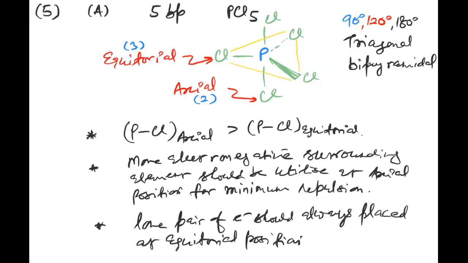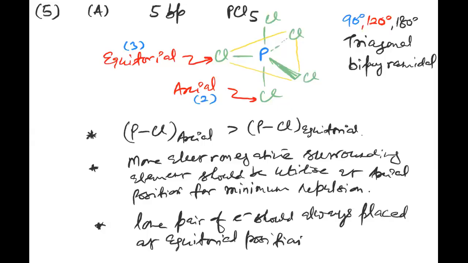So one by one we'll see the application of these 3 points. So you should remember these 3 points. One is, in trigonal bipyramidal geometry, axial bonds are found to be longer than equatorial bonds. Second point is, more electronegative surrounding elements should be utilized at axial position for minimum repulsion. And the lone pair of electrons should always be placed at equatorial position.